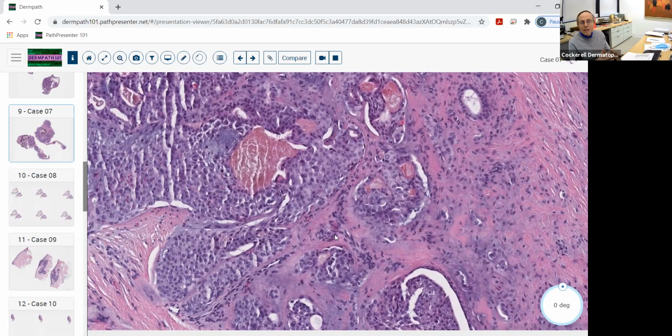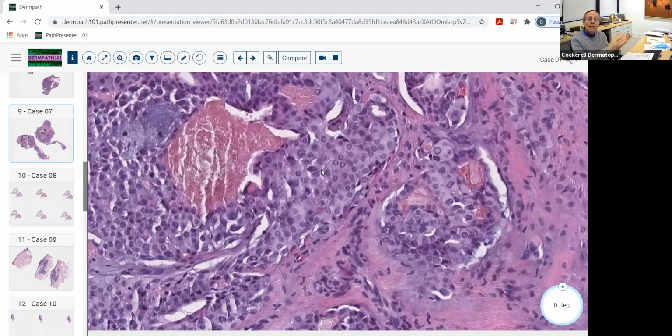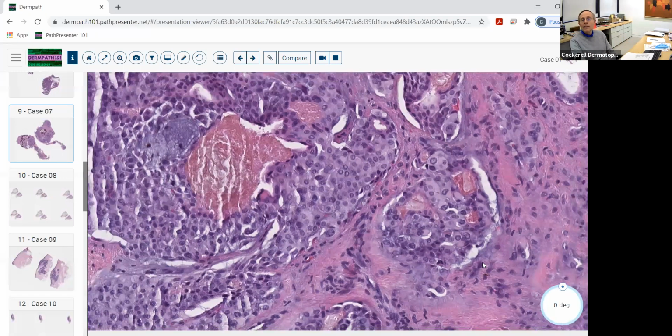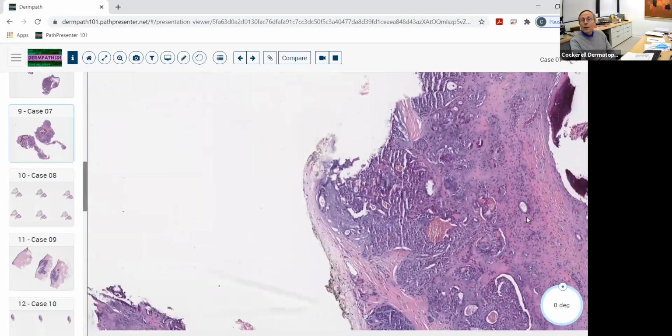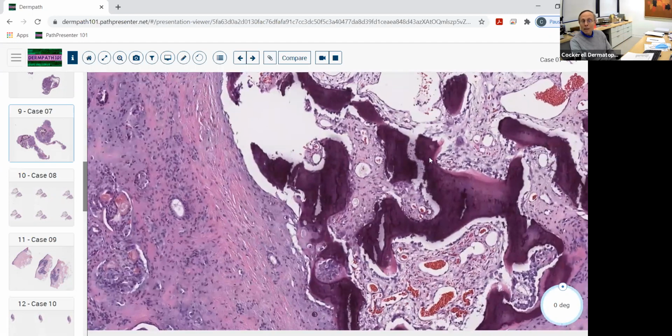Mainly the criteria are these cells that are cuboidal. They can be clear, they can be more basophilic. You can get areas where there are some apocrine differentiation, you get some areas where there may be zero apocrine differentiation, but then you usually get an abundant amount of mucin, and that mucin can actually ultimately lead to cartilaginous metaplasia, and in this case, actually ossification, which is relatively rare.